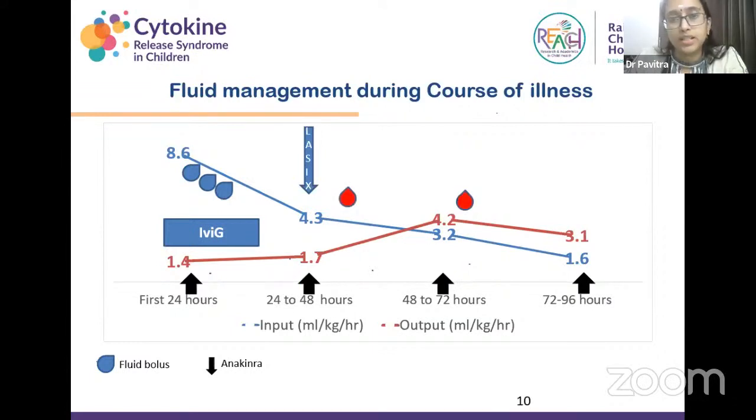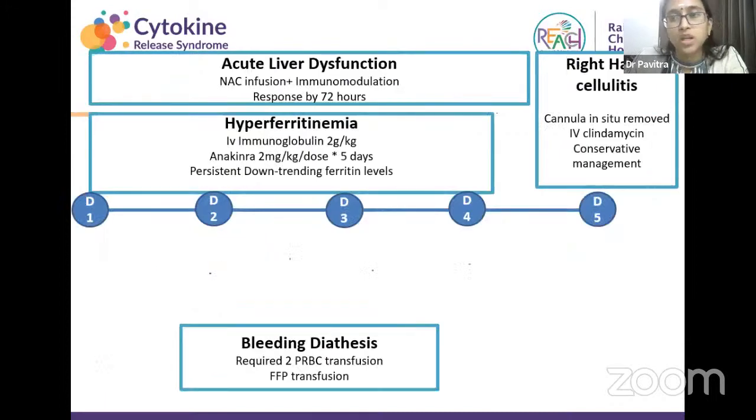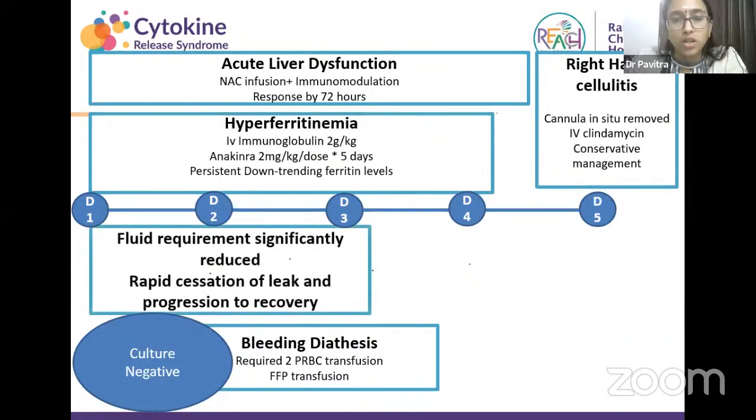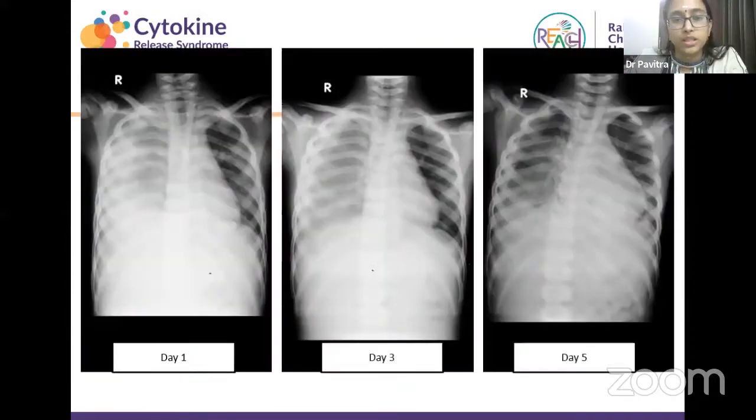He required blood transfusion during the 2nd and 3rd day of admission due to line site bleeding, which we controlled locally and managed with PRBC transfusion. To put his overall course into a single slide, our major issues for him were hyperferritinemia, which resolved over the next few days, and acute liver dysfunction, which took quite some time to come down, but he did recover. Bleeding diathesis was managed with local control and transfusion. His cultures were negative by 48 hours into stay, after which we stopped our antibiotics. But the most significant of all is the fluid requirement, which had significantly come down by 24 hours, and he had gone into the resorptive phase, with rapid cessation of leak and progression to recovery.